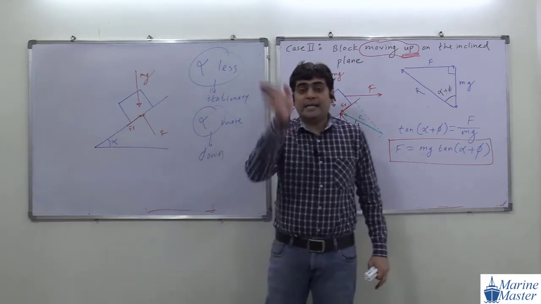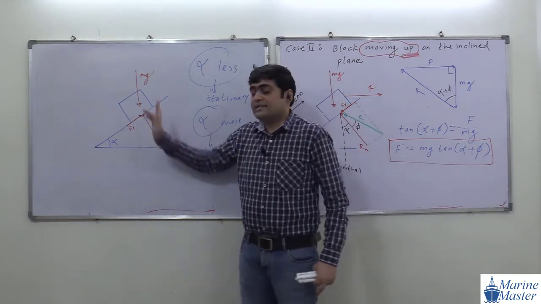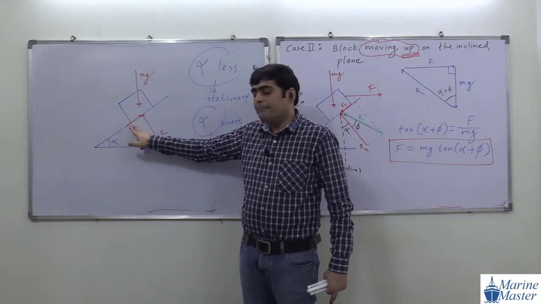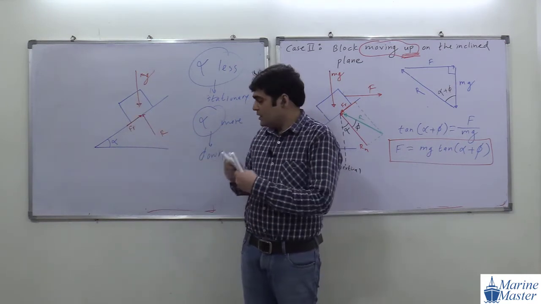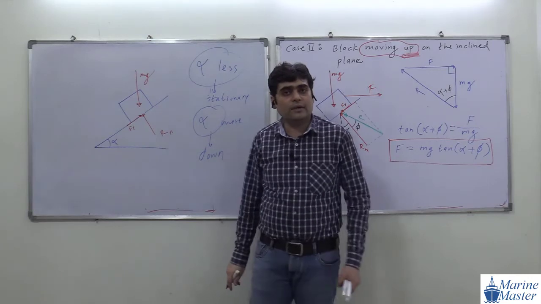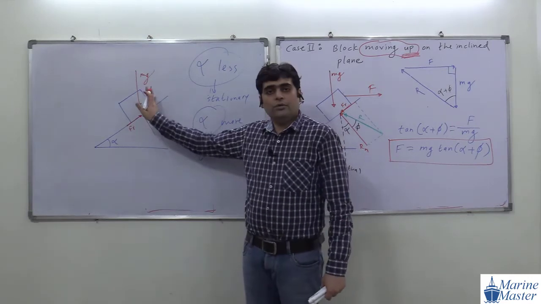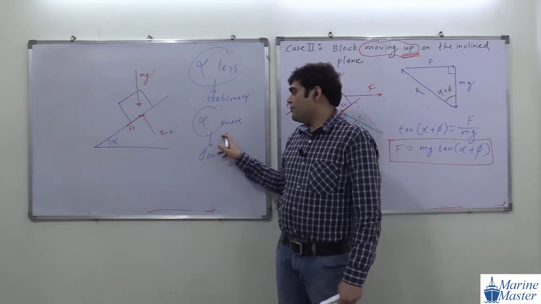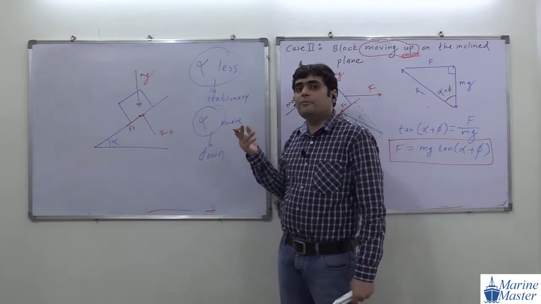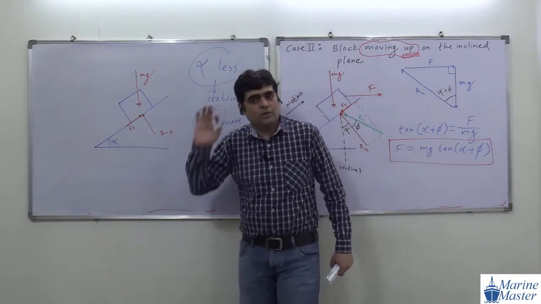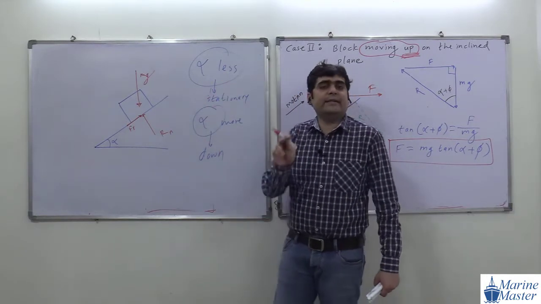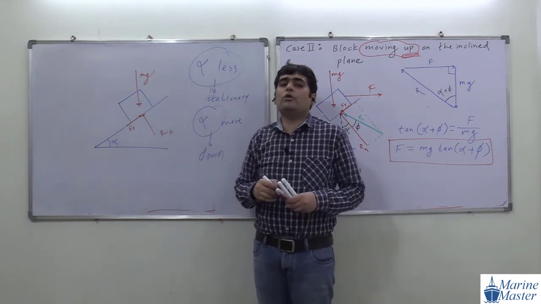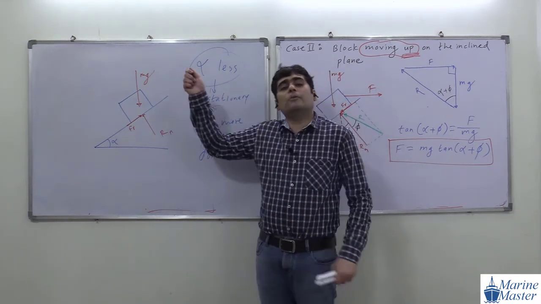If the value of alpha is less than the critical point, then in this scenario there is no external force, only weight, friction force and normal reaction. This is the normal reaction, R. If alpha is greater than that critical point, then the object will go down. If alpha is less than the critical point, the object will not go down automatically. If you want to move the object down, then we have to apply some force.